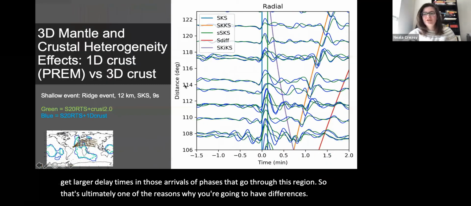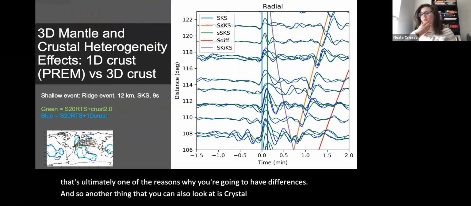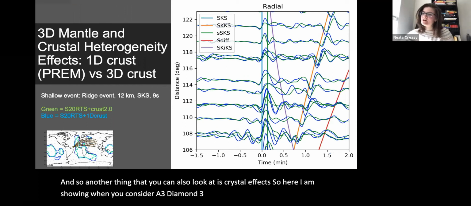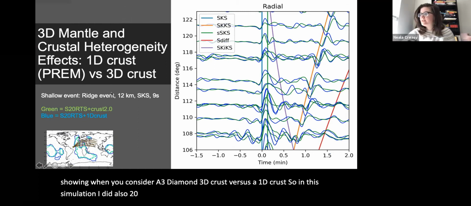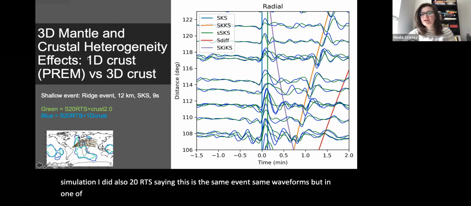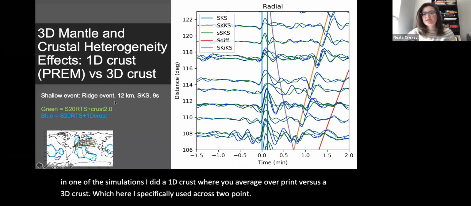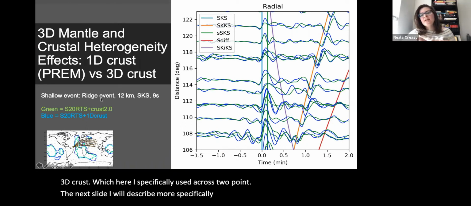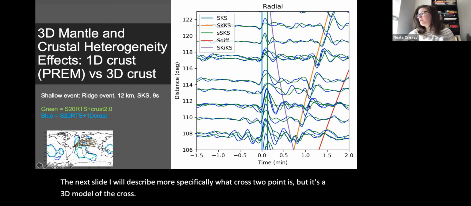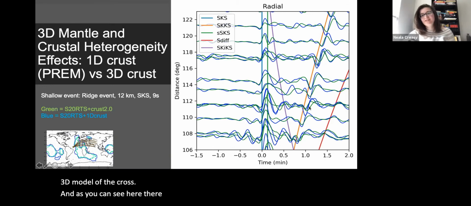Another thing that you can also look at is crustal effects. Here I am showing when you consider a 3D crust versus a 1D crust. In this simulation, I did S20RTS, the same event, same waveforms, but in one of the simulations, I did a 1D crust where you average over PREM versus a 3D crust, which here I specifically used Crust 2.0. The next slide, I will describe more specifically what Crust 2.0 is, but it's a 3D model of the crust. And as you can see here, there are significant differences when you use a 1D crust versus a 3D crust.